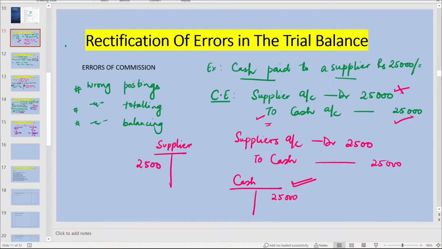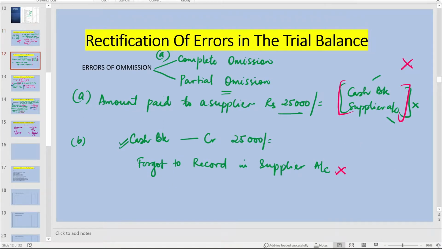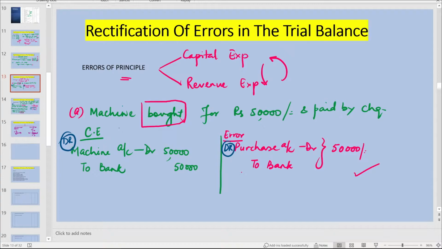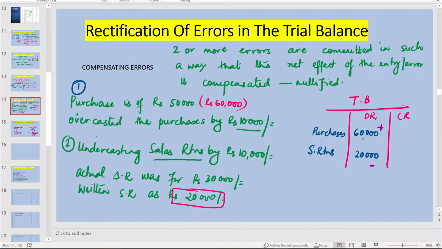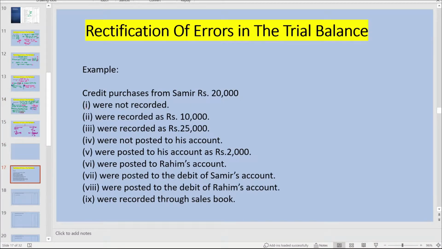The kinds of errors are error of commission, which I had covered, error of omission, error of principle, and compensating errors. These are the common errors which are made while posting of the entries, and it reflects in the trial balance. Now here I have brought in an example. This example covers all types of errors which can occur while posting of the trial balance. So one by one you will see what are the wrong entries the accountant has passed, what would be the correct entry, and how do we rectify it.